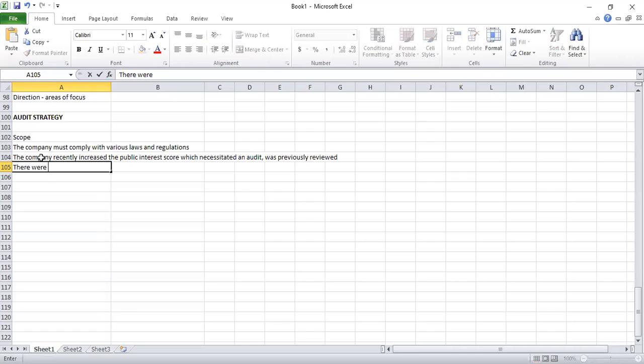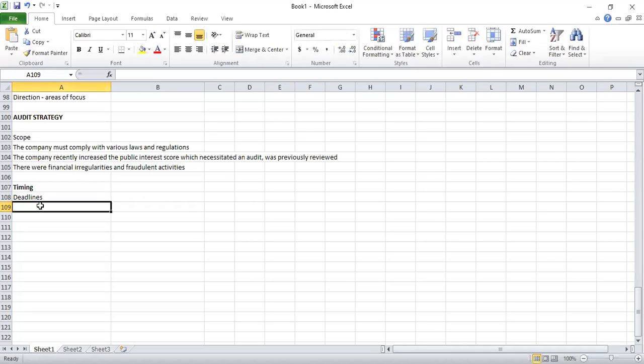There were financial irregularities and fraudulent activities. So those things can affect your scope. Right. Then when we are looking at the timing, it's when can you do the audit. You have to look at the deadlines. Maybe when is the audit supposed to be finalized? By what time? Let's say maybe there's a tight deadline. No, you answer according to the scenario. You have to look at the scenario, and that's why I only talked about the relevant things there.